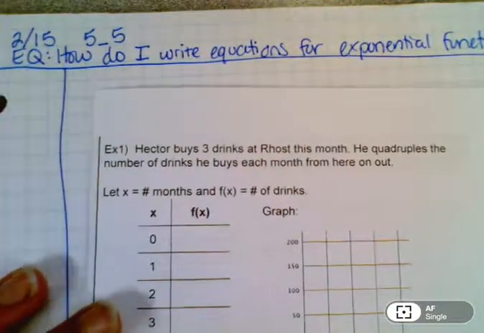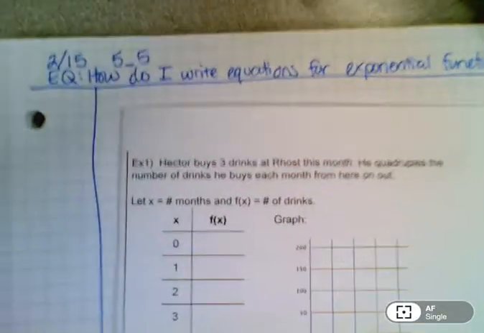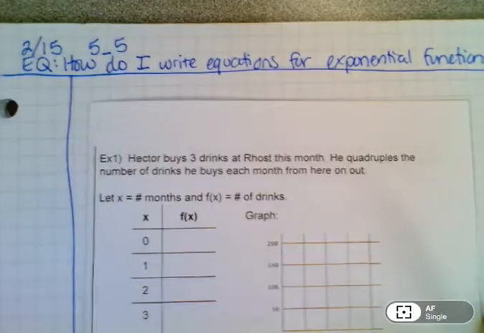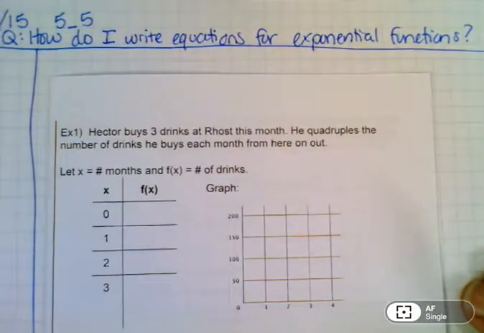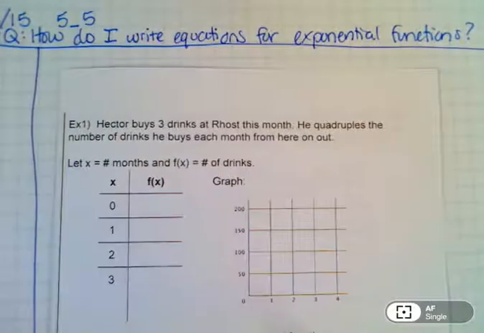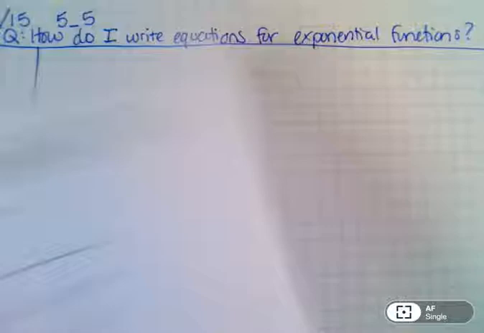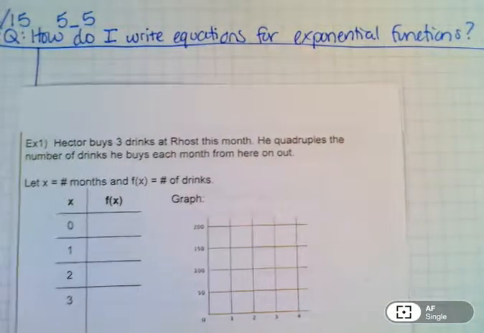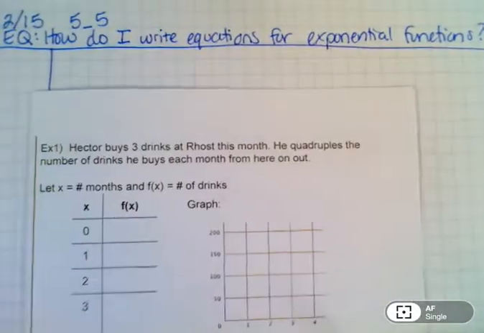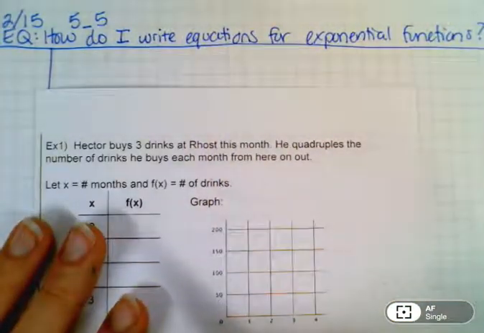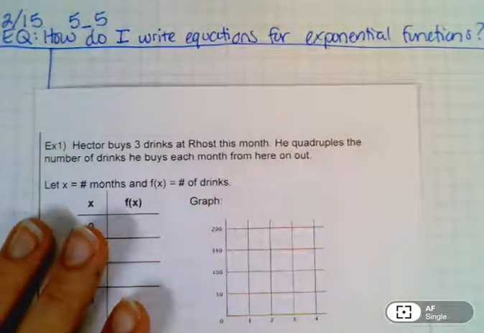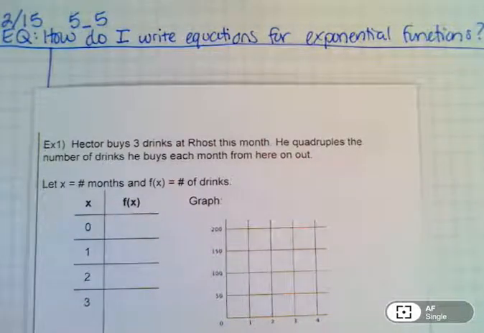So find your notebook. This lesson is Unit 5, Lesson 5. Our essential question today is how do I write equations for exponential functions? And you'll need this, it's a full sheet, folded in half, and we're going to take notes on here today. So go ahead and pause the video to get all this down. The table of contents, by the way, you can just write equations for the table of contents. So go ahead and pause, get this down, and then unpause.